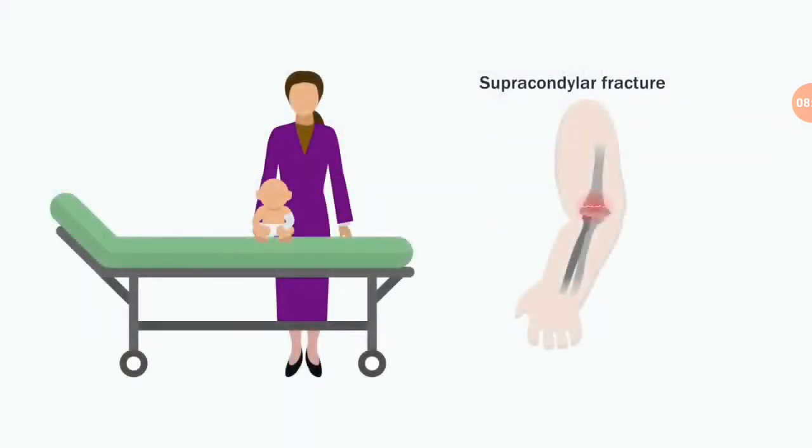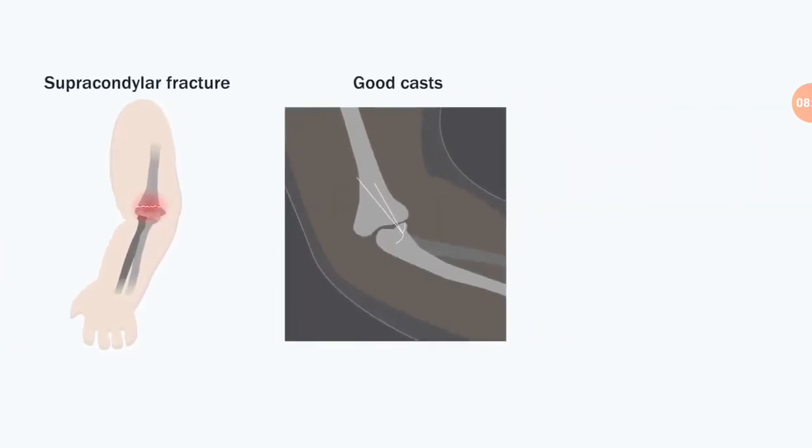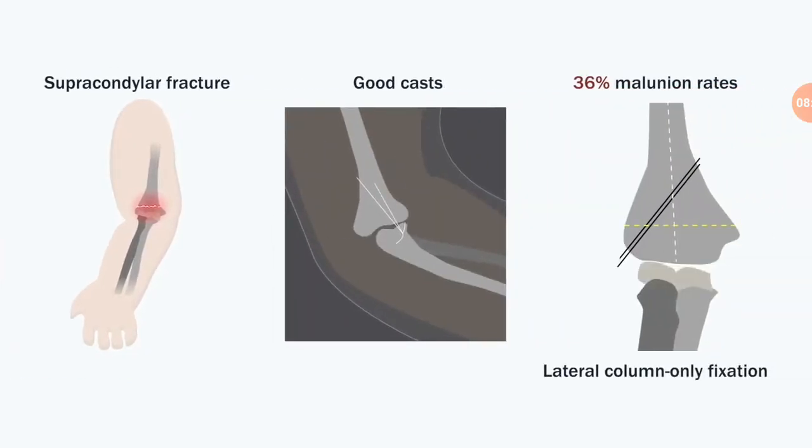Treating supracondylar humeral fractures in infantile patients is challenging. Casts must be form-fitting, and surgeons should be aware of the high rate of malunion associated with lateral column-only fixation.